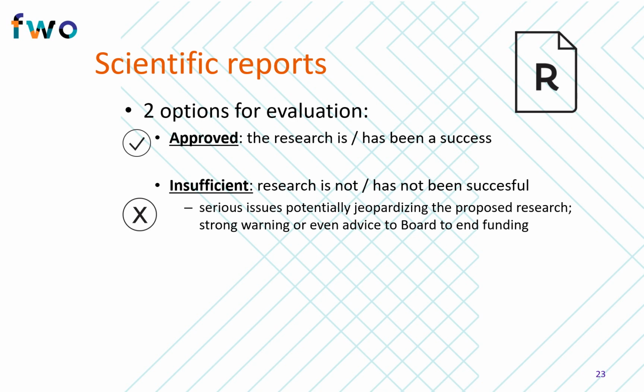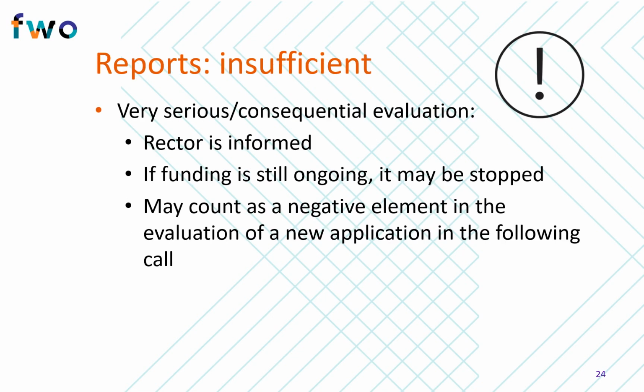In the assessment of scientific reports, you can use one of two available scores: approved and insufficient. A score of approved is given to reports in which the initial goals which were put forward in the proposal have been reached. A score of insufficient can be given to reports which do not show sufficient proof that the intended intermediate or final goals have been met.